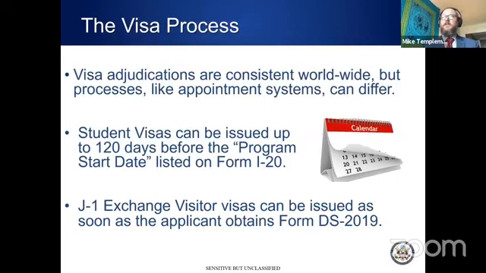So if you're traveling with an F visa in your passport, you'll also travel with this I-20 form in your carry-on luggage. You may be asked for it at the border. The same with the DS 2019, which a consular officer, if your visa is approved, will sign at the time of the interview. Next slide, please.